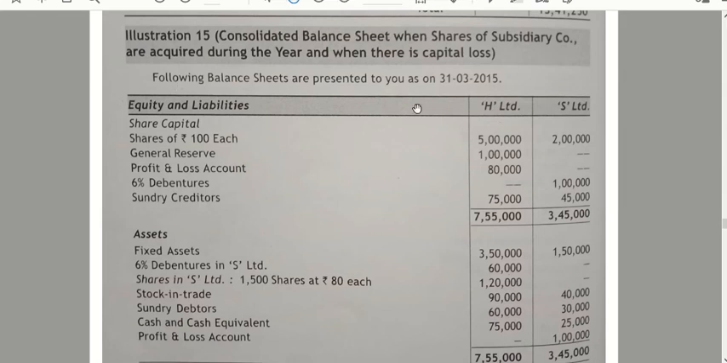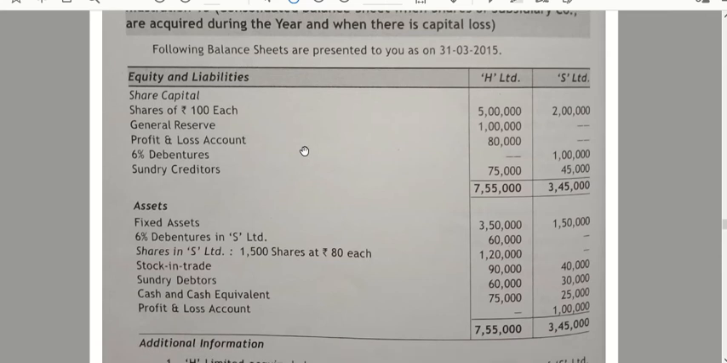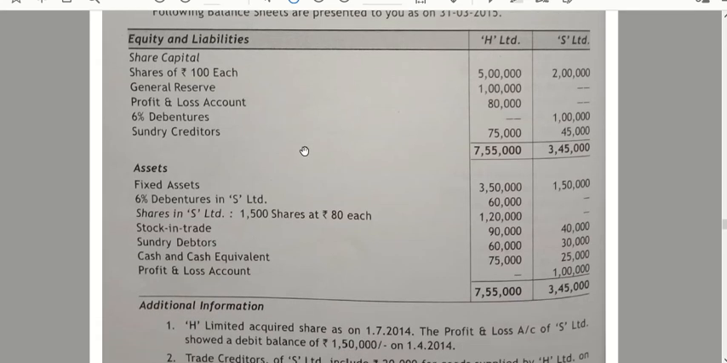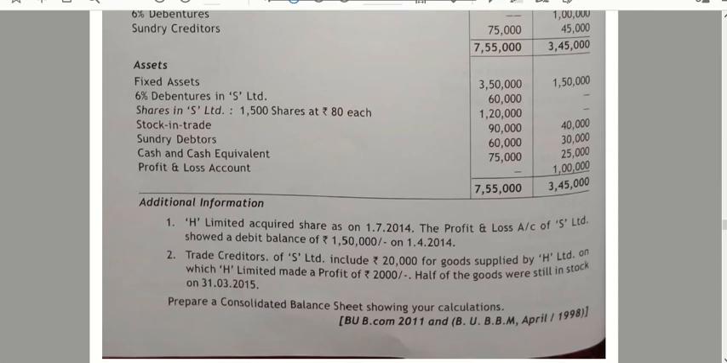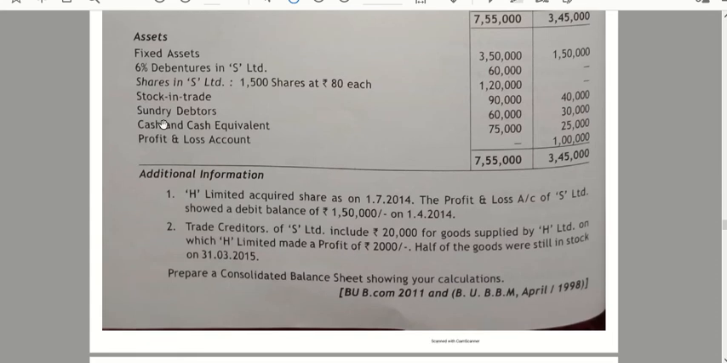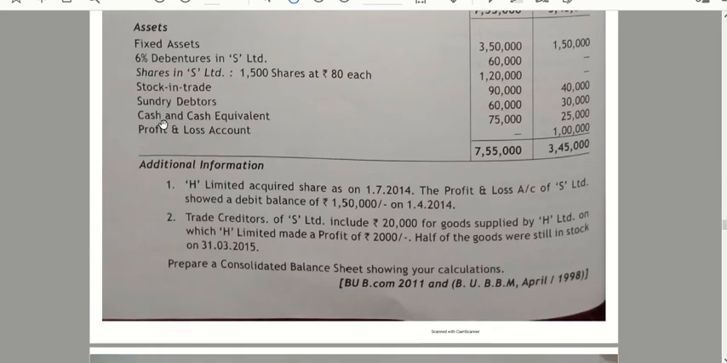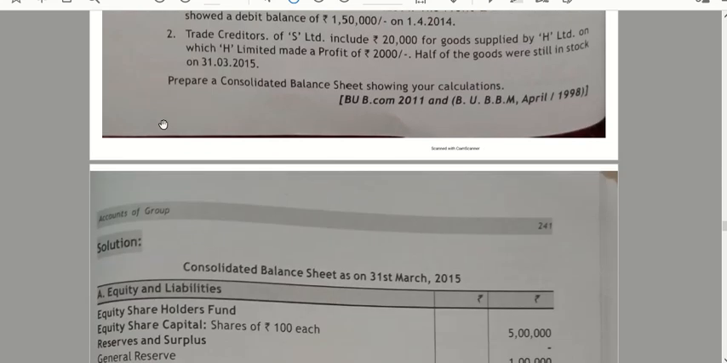So from the following balance sheet, you're supposed to prepare your consolidated statement. So we have share capital, general reserve, profit and loss account, 6% debentures, sundry creditors. Under your asset side, we have 6% debentures in S Limited, shares in S Limited 1,500 at 80 rupees each, stock, sundry debtors, cash equivalent, profit and loss account.